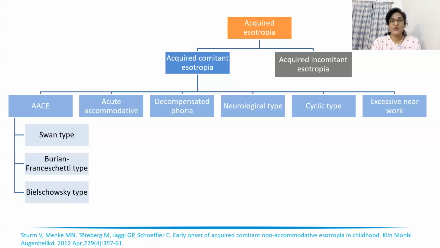Subsequently, further entities were added to this condition of acquired comitant esotropia, the others being acute accommodative esotropia, decompensated phoria, a neurological type of acute acquired esotropia, cyclic type, and one type which involved excessive near work, which is one of the recent additions to this entity.